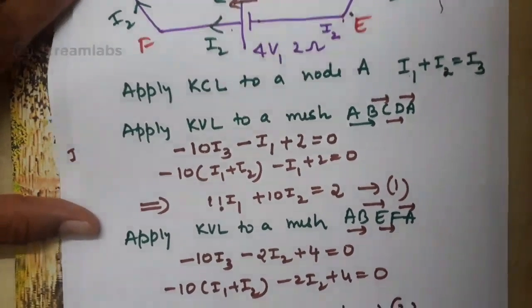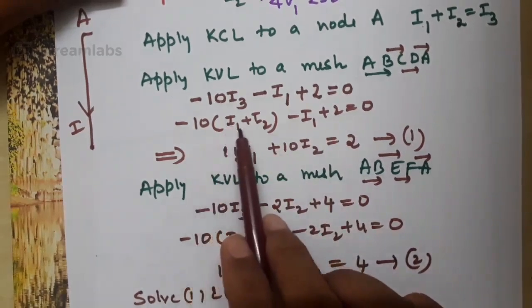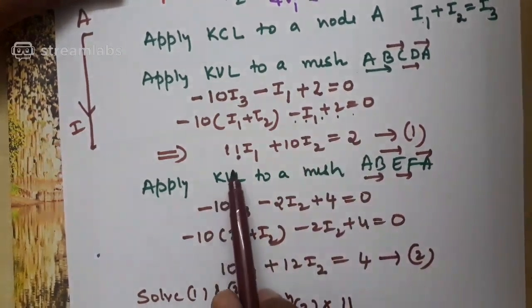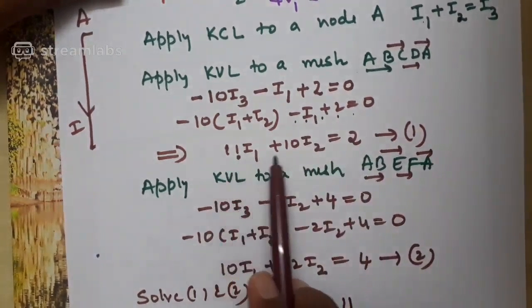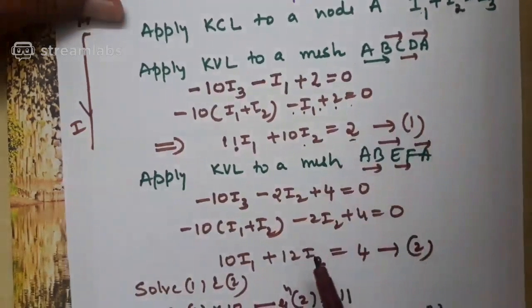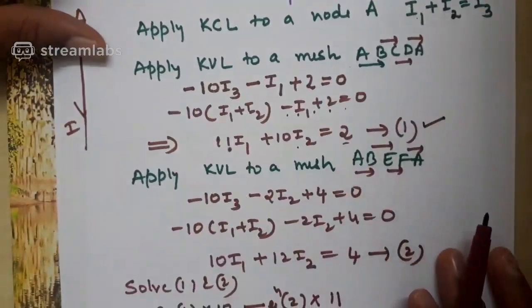And 10 minus 10 into (I1 plus I2) minus I1 plus 2 is equal to 0. Then 11I1 plus 10I2 is equal to 2. When you simplify it, you will get this equation. You can cross check later. Up to equation 1 over, fine.